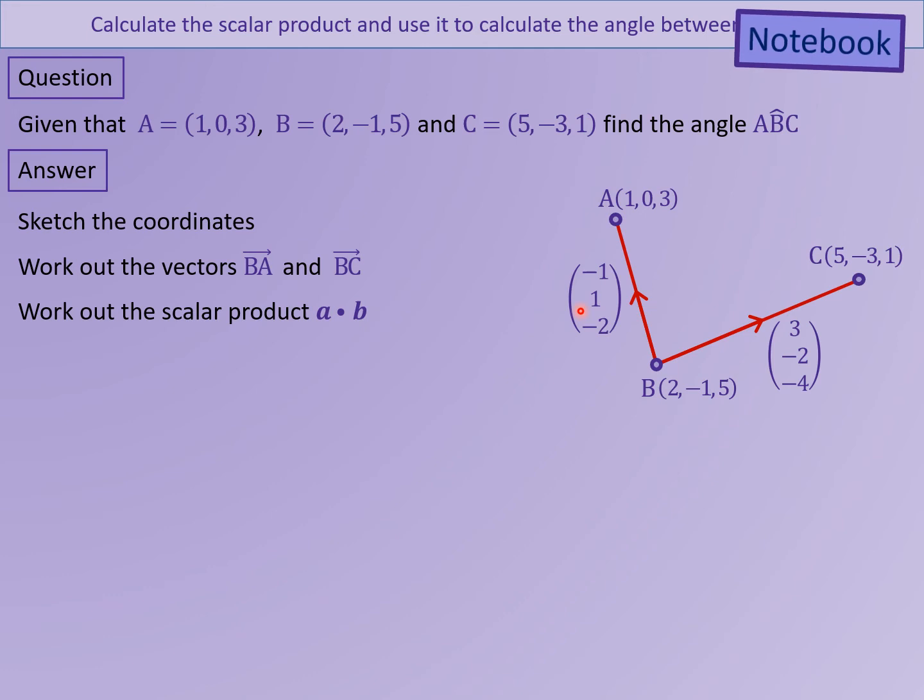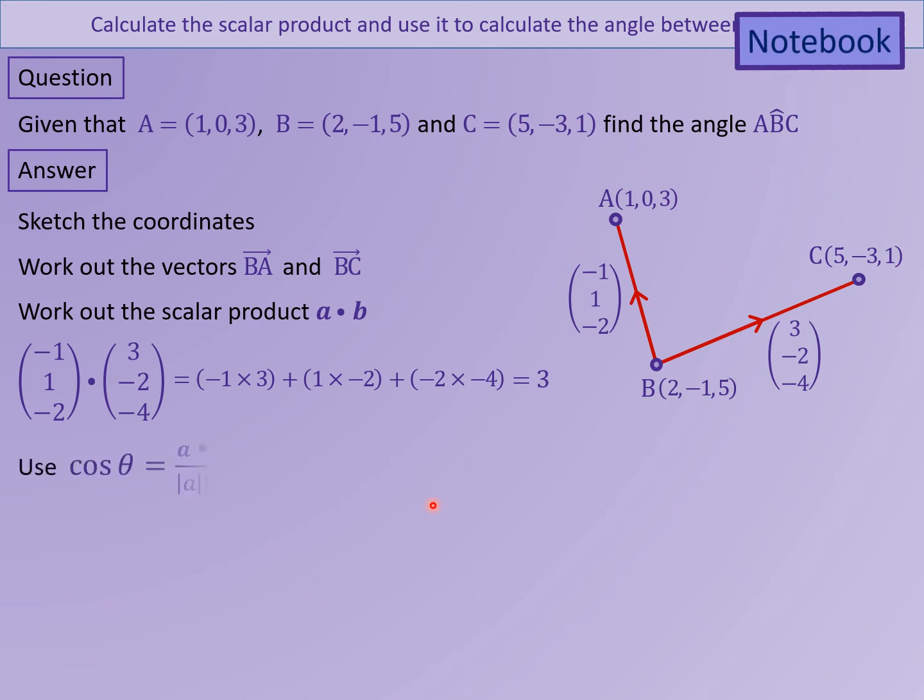Now I'm going to find the scalar product, A dot B. The scalar product of these two vectors is 3. We're then going to use the formula. Cos theta is A dot B over the magnitude of A times the magnitude of B.